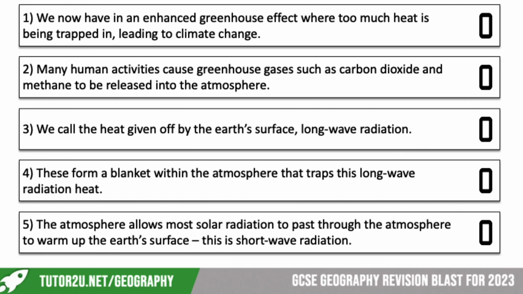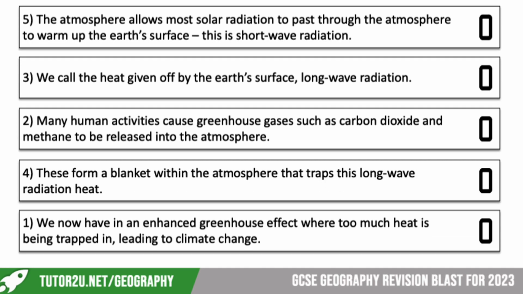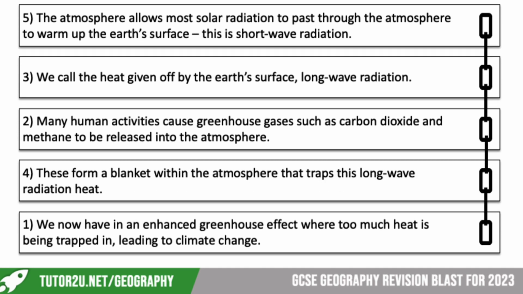Okay, let's reveal the answer. So the correct order is, the Earth's atmosphere allows most solar radiation to pass through the atmosphere to warm up the Earth's surface. This is shortwave radiation. We call the heat given off by the Earth's surface longwave radiation.